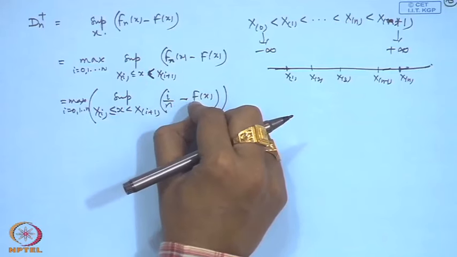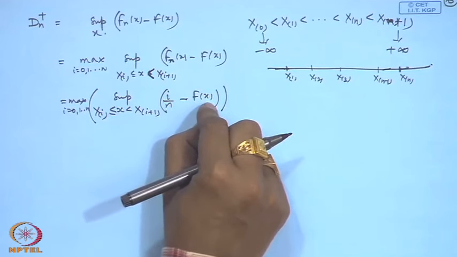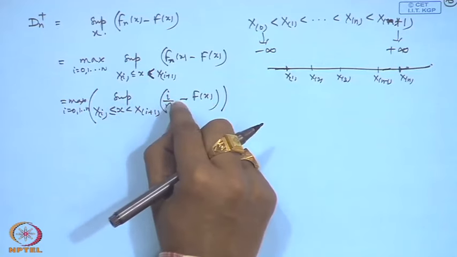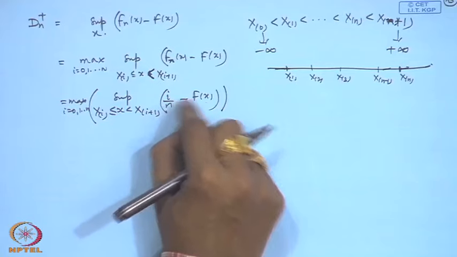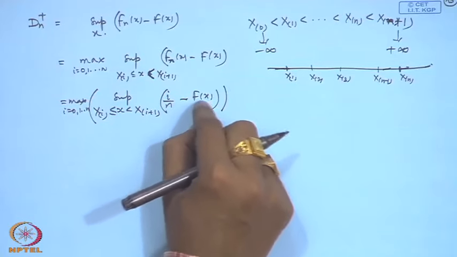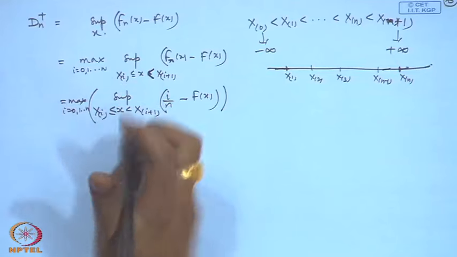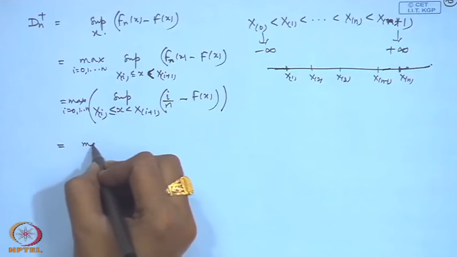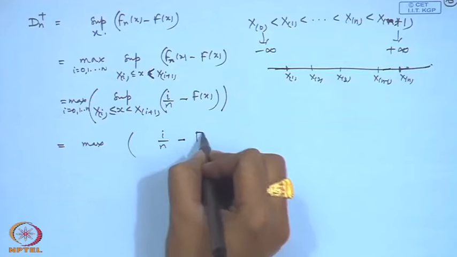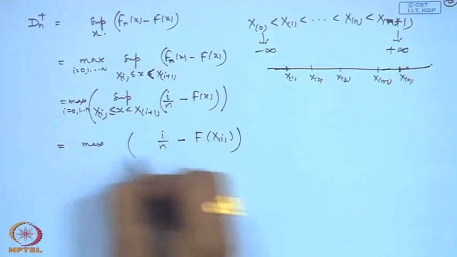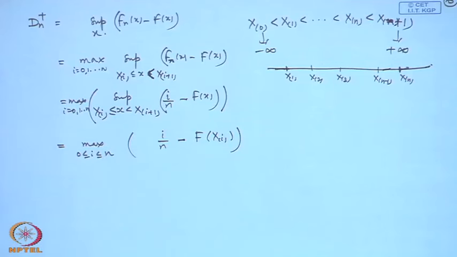Now, capital F is an increasing function because it is a CDF. So, when I am looking at the supremum here, now it is supremum over x. So, this becomes a fixed quantity. So, this becomes actually the minimum value of F. The minimum value of F in this interval is attained at x_i. So, this is becoming equal to maximum of i by n minus F of x_i, i is equal to 0, 1 to n.